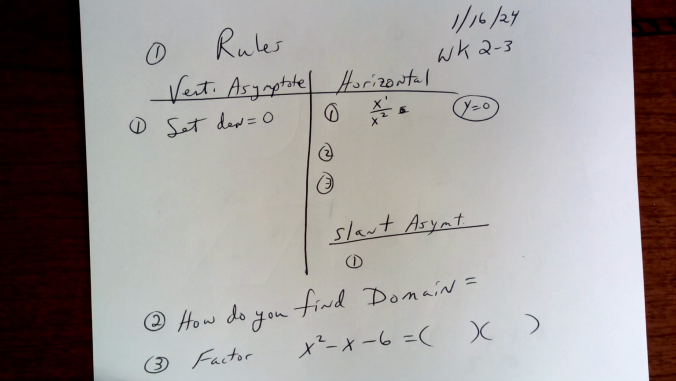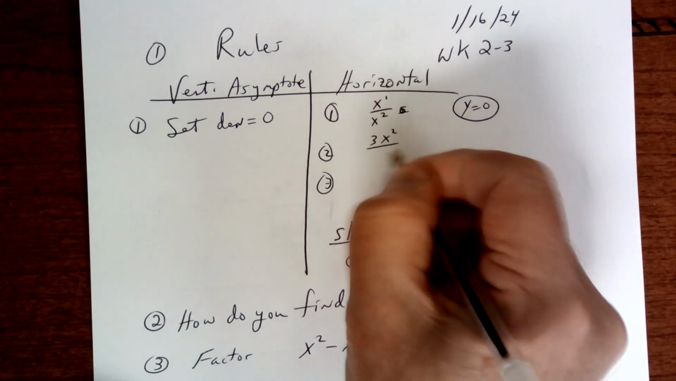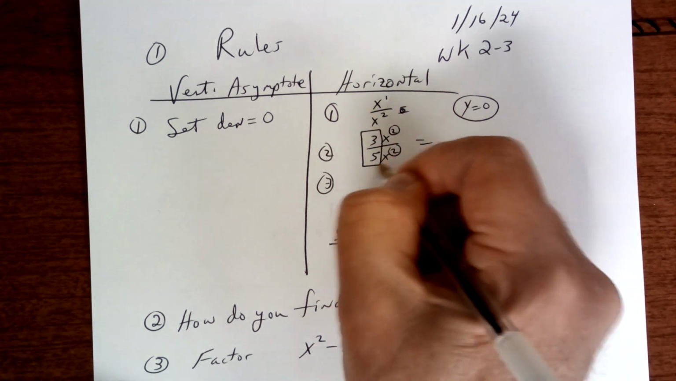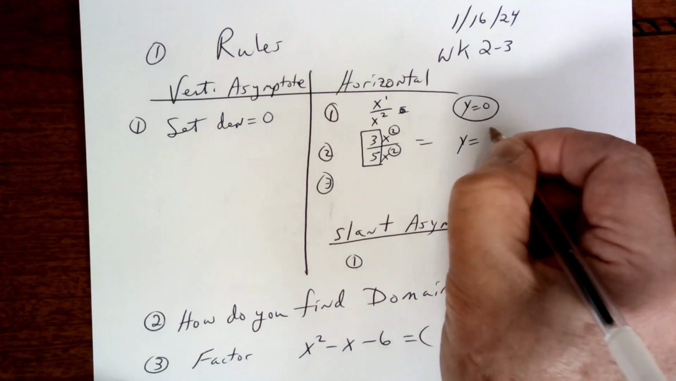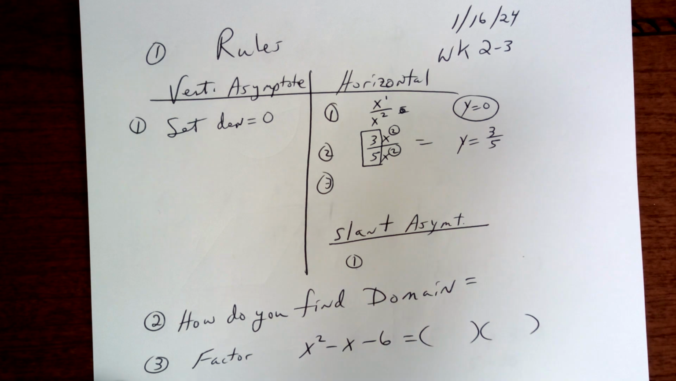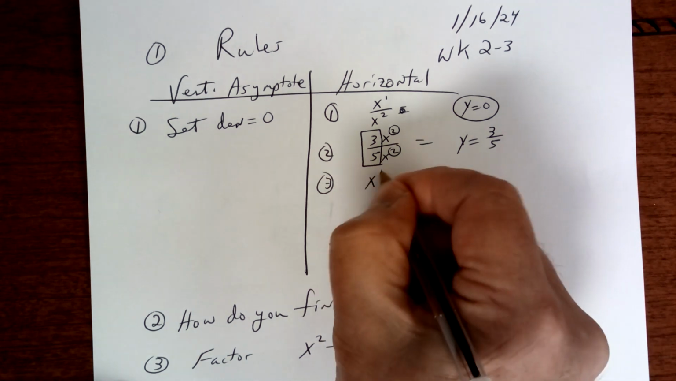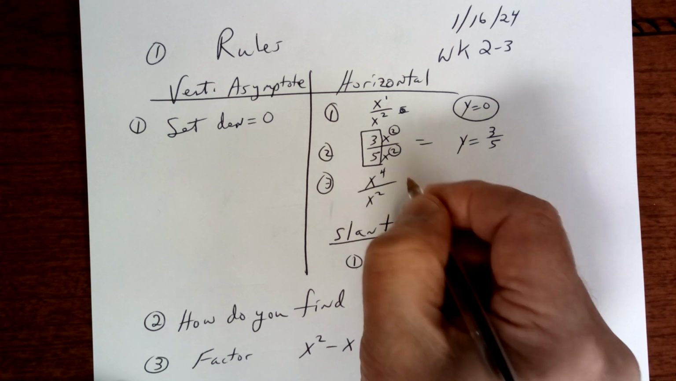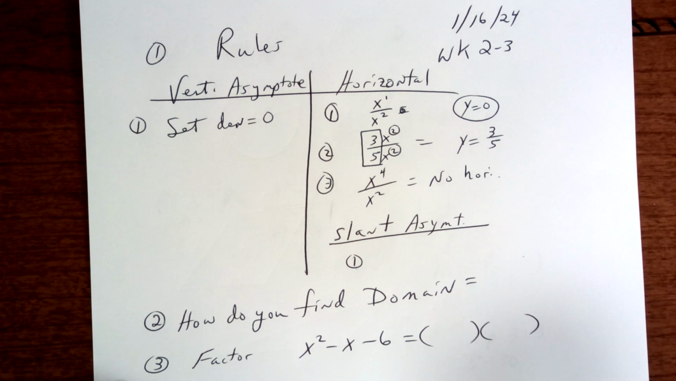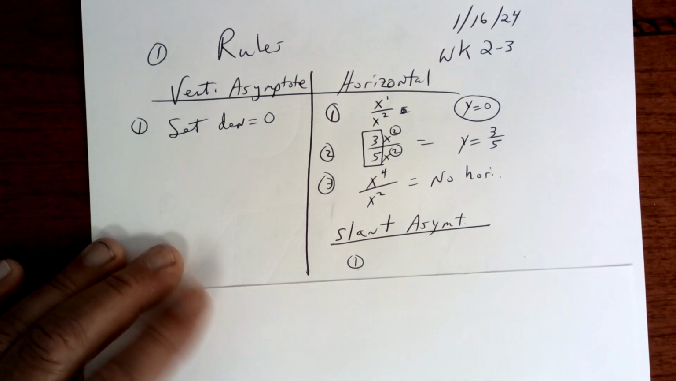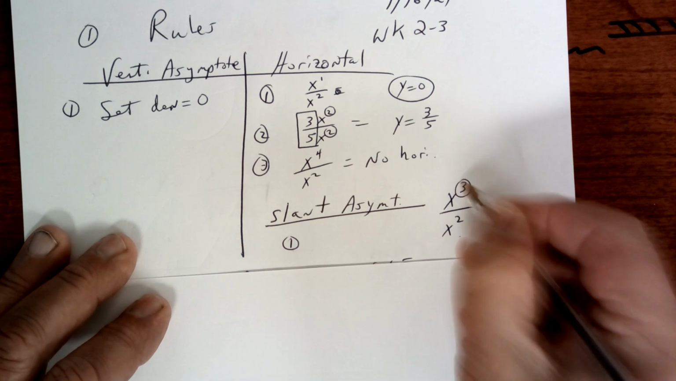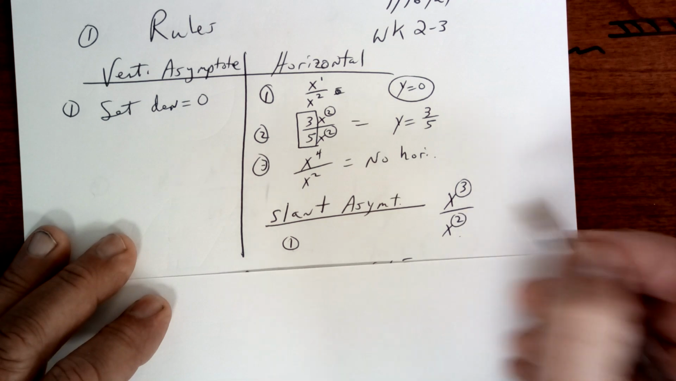If they're the same, like 3x squared over 5x squared, if the exponents are the same, then it's a ratio here. So it's going to be y equals 3 over 5. And then finally, if the top number is bigger than the bottom number, then there's no horizontal. Now for the slant asymptote, if the top exponent is exactly 1 bigger, 3 is 1 bigger than 2, then you have a slant asymptote.